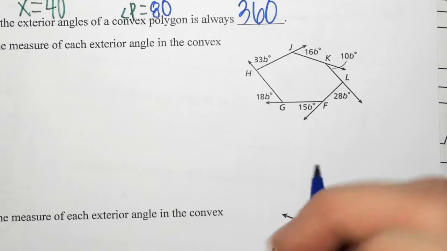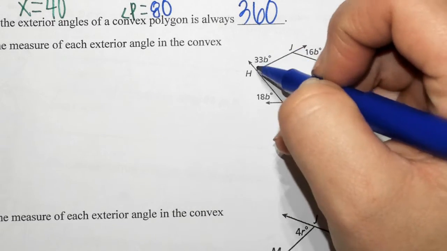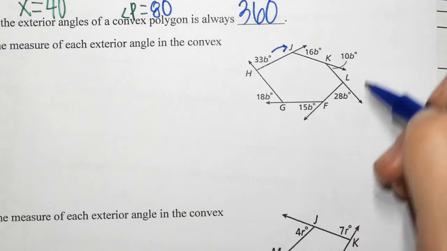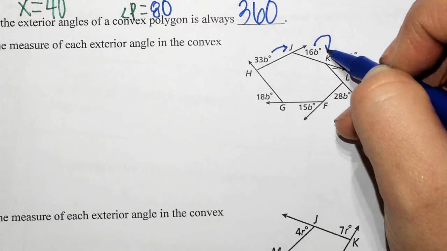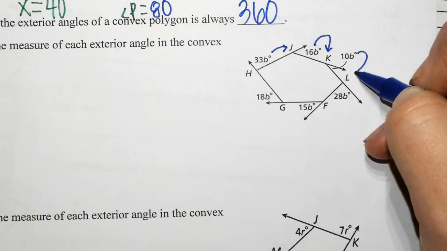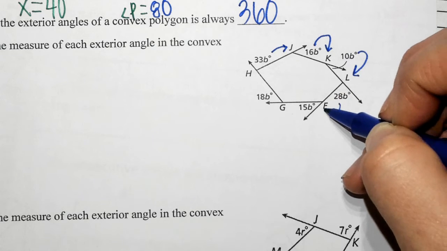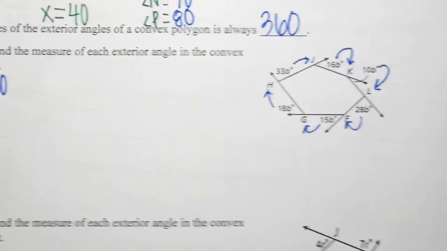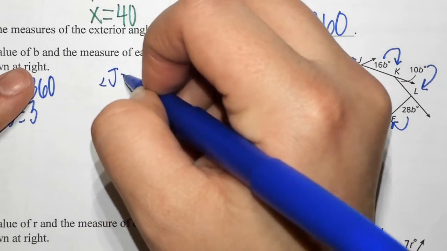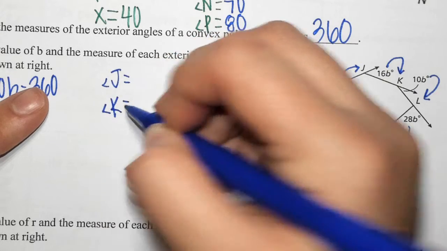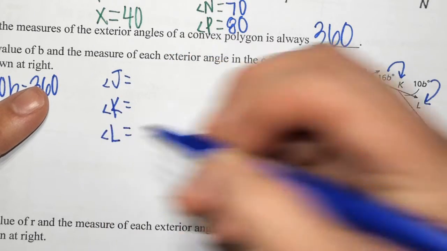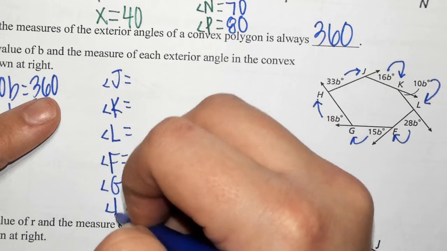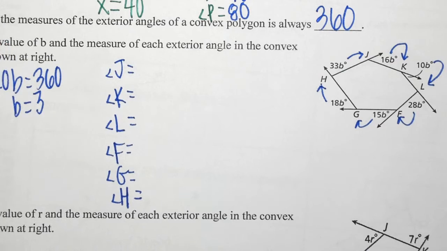Okay, now, you do have to find each exterior angle. But look, because this is kind of tricky. You see how J is in the same angle as 33B? Those two go together. So whatever this is, that's J. Whatever 16B is, that's K. Whatever 10B is, that's L. You see how I'm doing this? It's in the same angle. So when you're plugging them in and you're finding angle J, angle K, angle L, F, G, and H, you'll know which one's which.